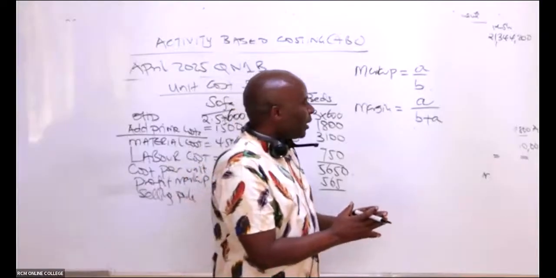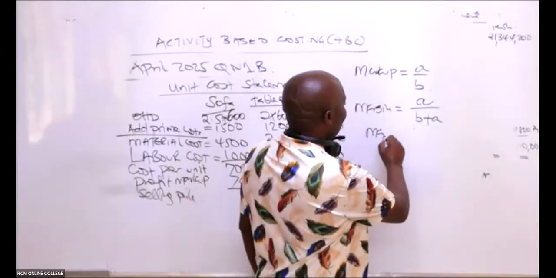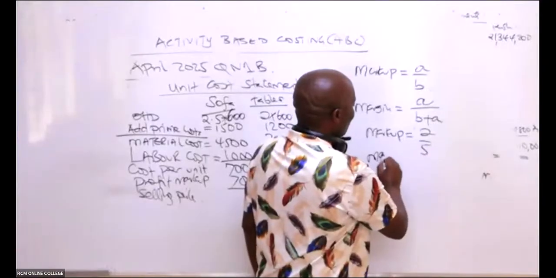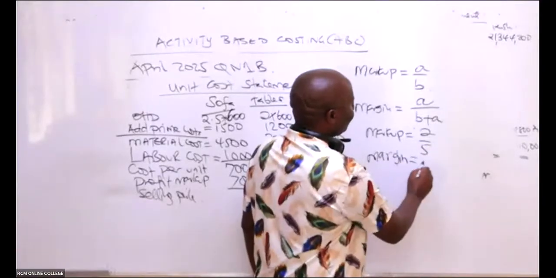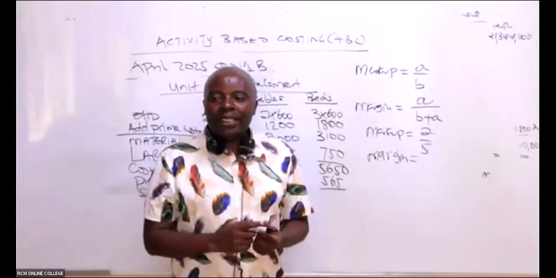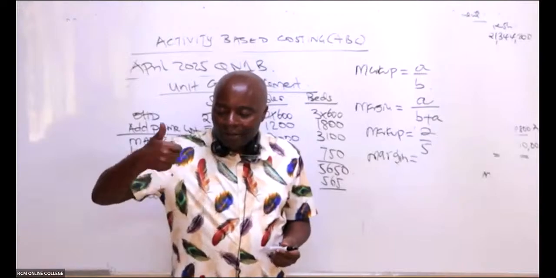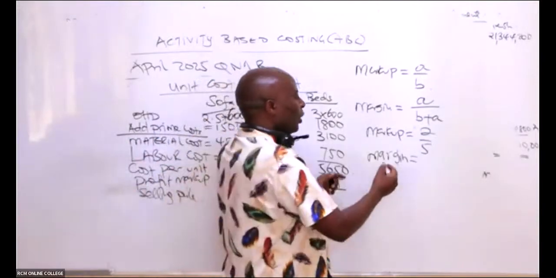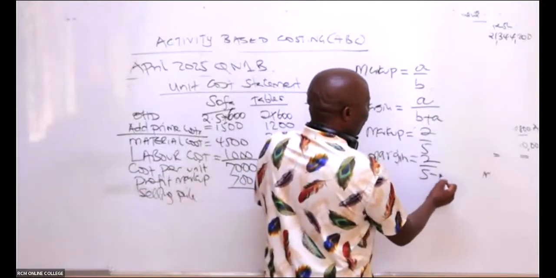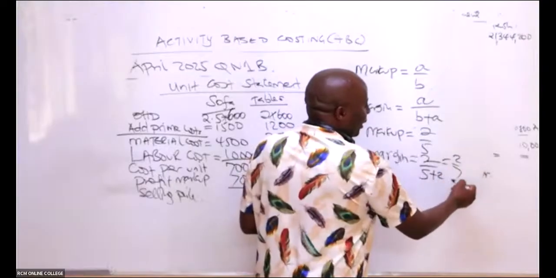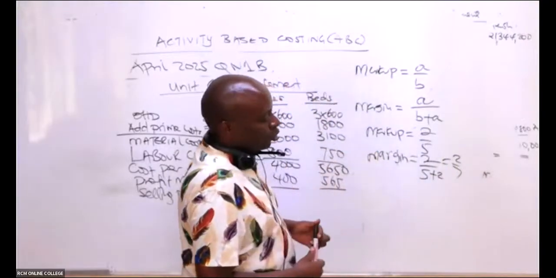So whenever you're going to the margin, always increase the base. If you're given markup, just for your practice, 2 over 5. Is there somebody who can give me the margin? 2 over 7. Because for margin, you must inflate the base. So the margin will be 2 over 5 plus what here, somebody? 2. Which will be 2 over 7.